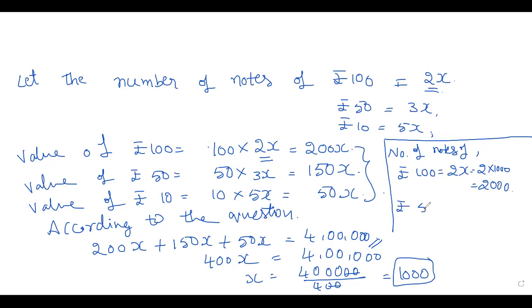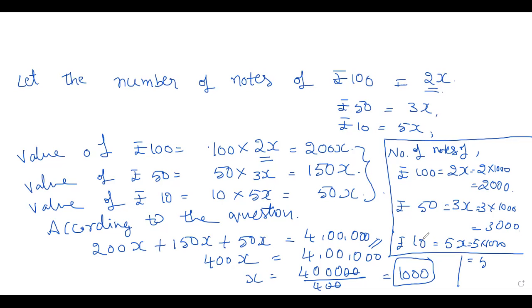So next, number of 50 rupees. Okay, 50 rupees notes, yesterday 3x ಇದೆ. So 3 into 1000, so that is equal to 3000 notes ಇದೆ. Rupees 10 is equal to 5x, that is 5 into 1000 is equal to 5,000 notes. Okay, children. See, this is the answer, you have to find out the number of notes, right?